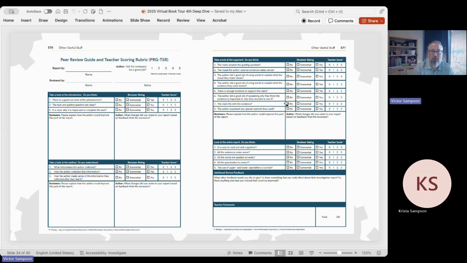So it's a really nice way to show them exactly what they're going to get scored on and gives them a chance to have the best product possible. And it's a nice authentic assessment of their learning that can go in the grade book.